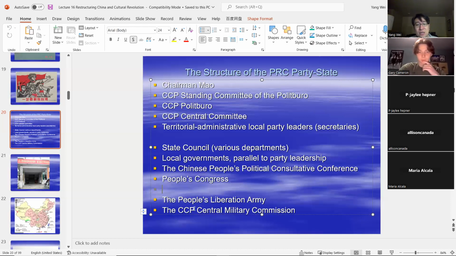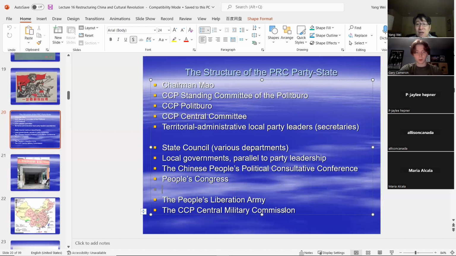So whoever is the chair of the military commission actually controls China. Some scholars argue that this is a sort of warlord tradition. Remember the warlords we talked about, right? In the 1920s and 30s, Chiang Kai-shek later became a warlord himself. Even Sun Yat-sen wanted to use the method of a warlord to militarily unify China. And Mao was certainly very successful in conquering China in 1949, right?